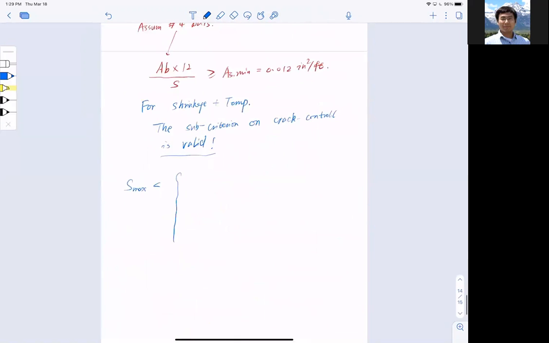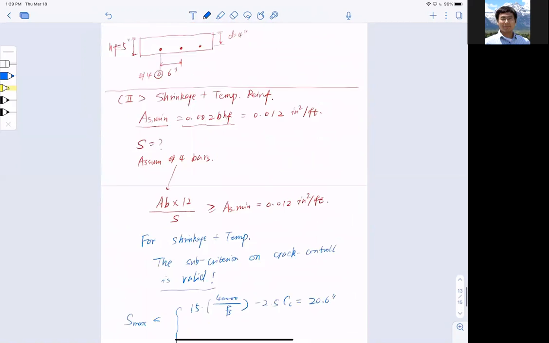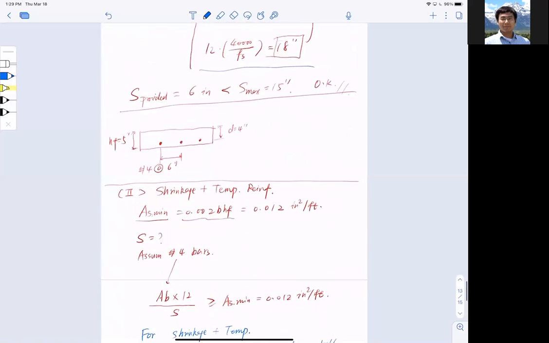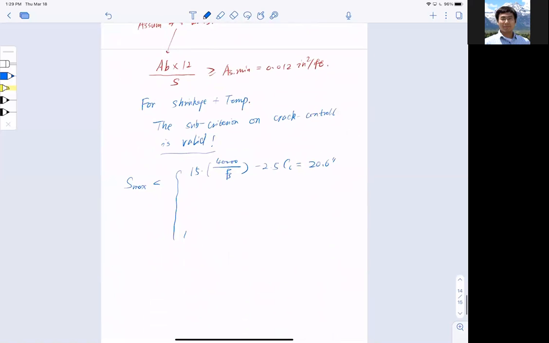Let me just write it out. So 15 times 40,000 divided by fs, minus 2.5 cc. Since we calculated this one already, this comes to 20.6 inch. The other is 12 times 40,000 divided by fs, which equals 18 inch. I have to be smaller than both of them, so this one governs.